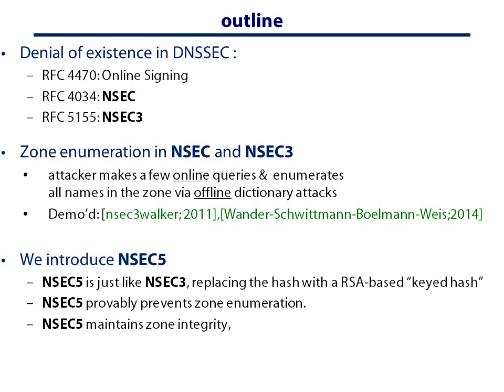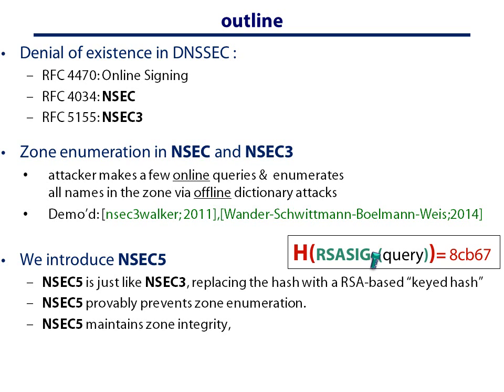NSEC5 is a construction that can prevent the zone enumeration problem. It looks just like NSEC3, in fact. For those who know what NSEC3 is, NSEC3 uses a hash function. What NSEC5 does is it replaces the hash function used in NSEC3 with a special hash based on RSA, and here you can see the hash. The idea is that this hash has a secret key, and because the attacker doesn't know the secret key, he cannot do zone enumeration attacks offline.